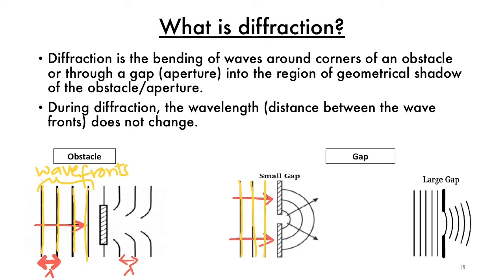So after crossing the gap, you can see that the wave fronts are becoming circular in shape. But the distance between the wavefront before and after remains the same. That's the significance of this second point, that the wavelength does not change in diffraction.